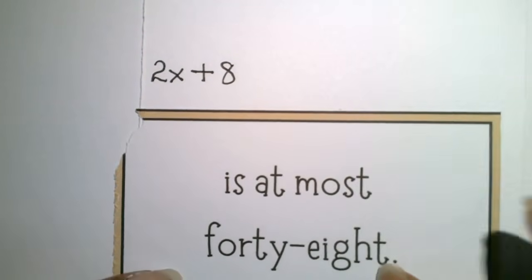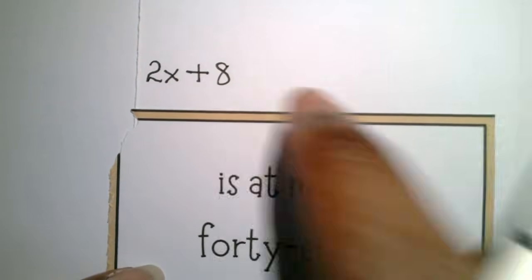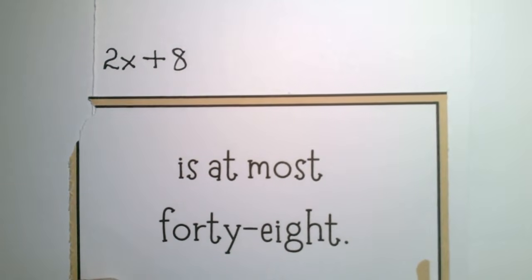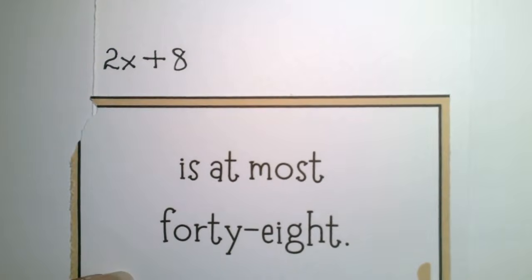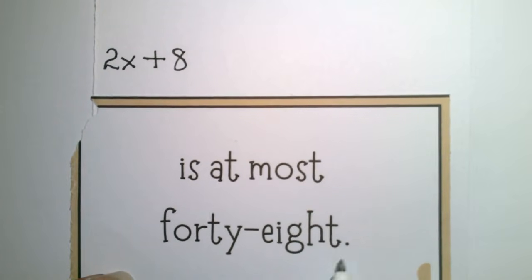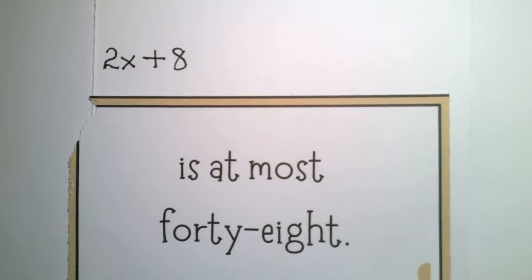Alright, so what we're going to do, now we're going to translate this part. And we're going to add it to this. This is why I call it an add-on. Is at most 48. Okay? How do we translate this into an algebraic expression? Is at most 48. Okay?